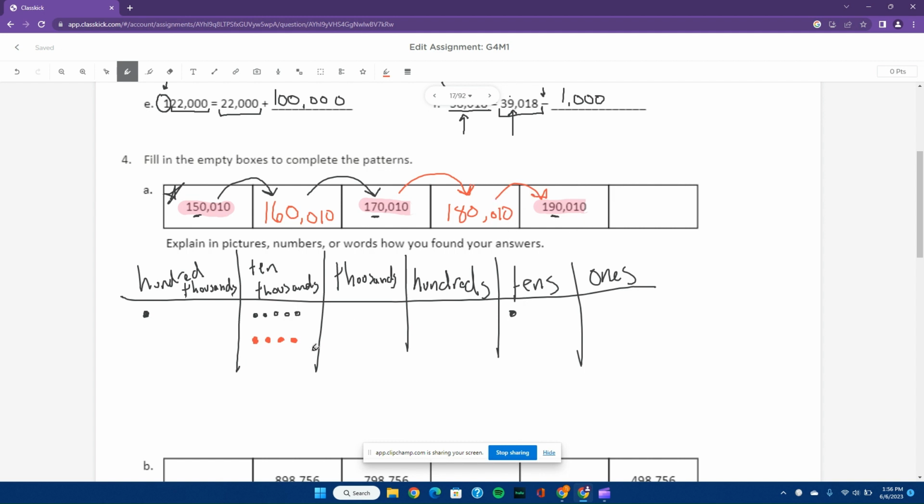But when I put another 10,000 in here, all of a sudden I realize that I have 10 10,000s. And when I have 10 of one place value, I need to bundle them up and regroup them as one of the next largest place value. And that would give me 200,010.